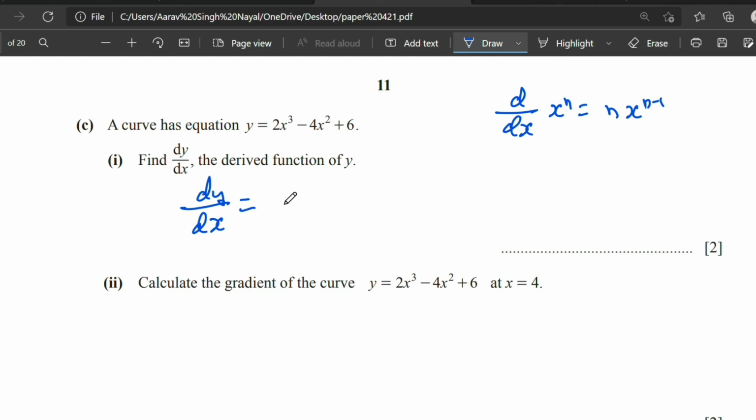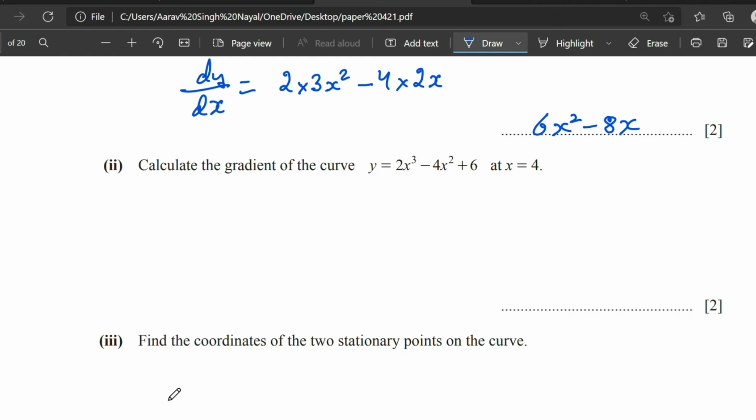Now 2 is common, taking 2 into x cube will be 3x square. Taking minus 4 common, x square will be 2x, into 2x, and now 6 is a constant term, that will be 0. So this will be 2 into 3, 6x square minus 8x. So this is our dy by dx.